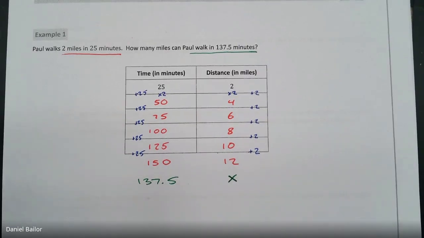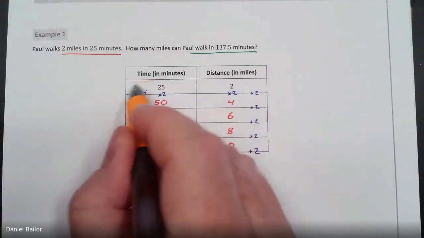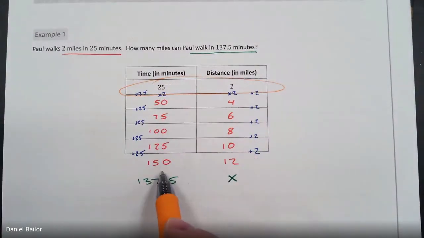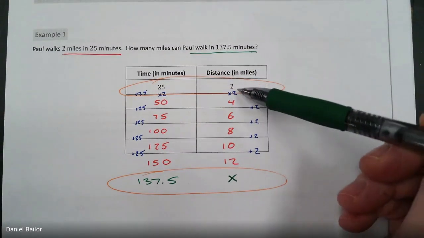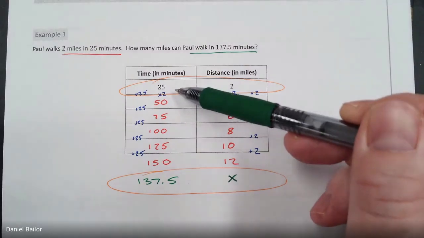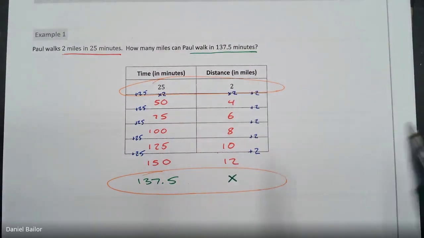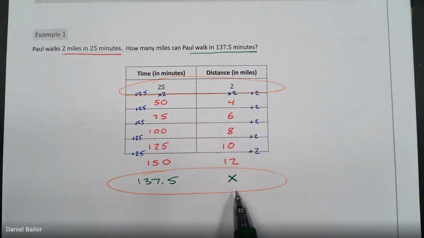So let's just focus for a minute on the top line and the bottom line, I'm sorry. We know he does 2 miles in 25 minutes. We need to figure out how many miles in 137.5 minutes. And this is our missing piece of information. The x is our missing piece of information.